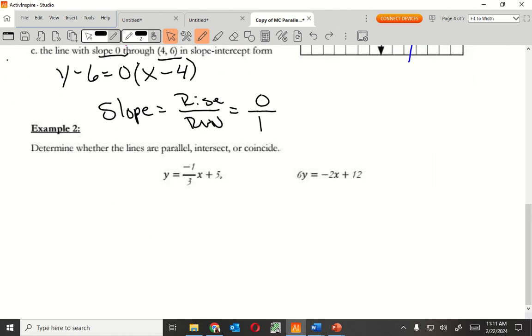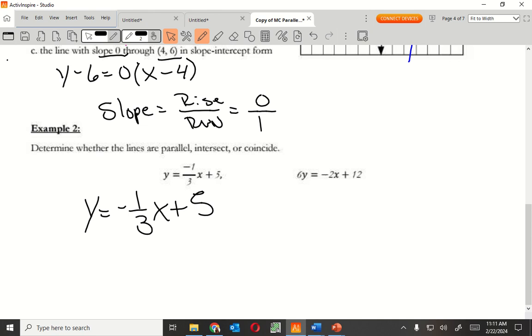Now, let's see. Determine whether the lines are parallel, intersect, or coincide. So we have this one right here: y equals negative 1 over 3x plus... Mine came up blurry, so I just rewrote it. If yours is blurry, there it is.